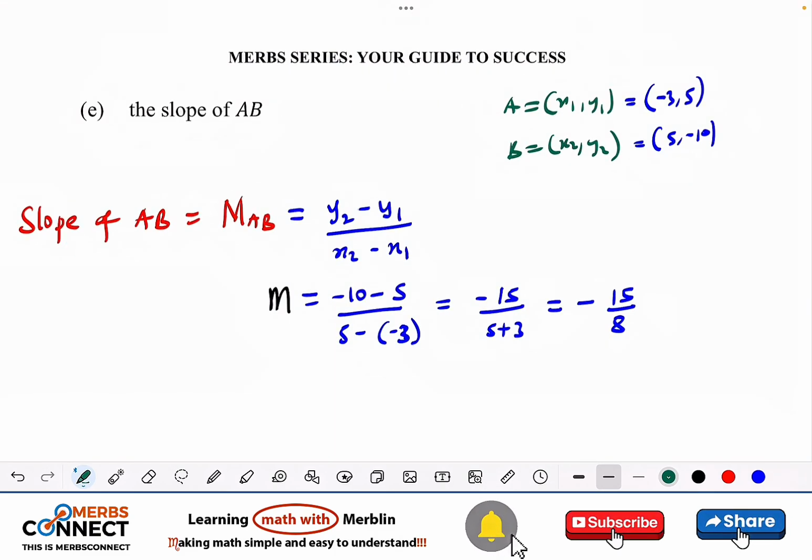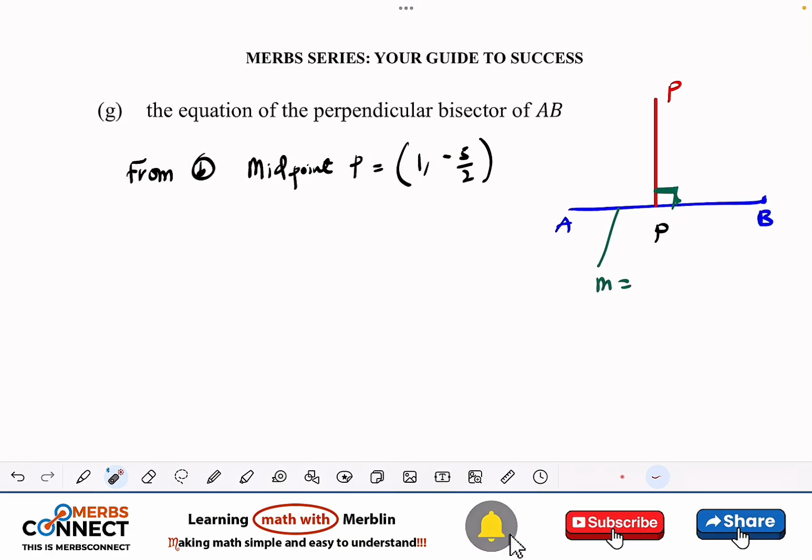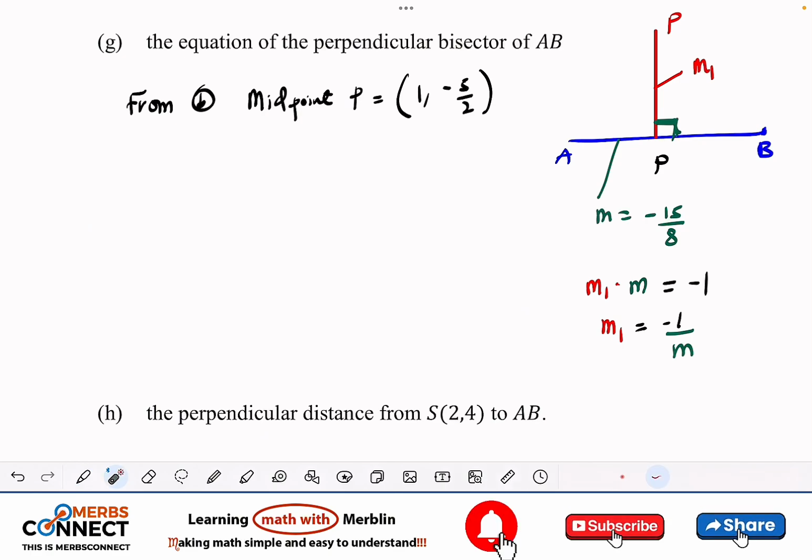So you see, what's the best thing? We've calculated the slope here already. So we had minus 15 over 8. Then we want to calculate the slope of this red line here. So let's name it M1. Now we learned that if two lines are perpendicular to each other, then when I multiply their slopes, it should be equal to minus 1, right? And if I want to make M1 the subject, I'm going to have minus 1 divided by M. So since I know M is equal to this, then I can find the slope of this line here.